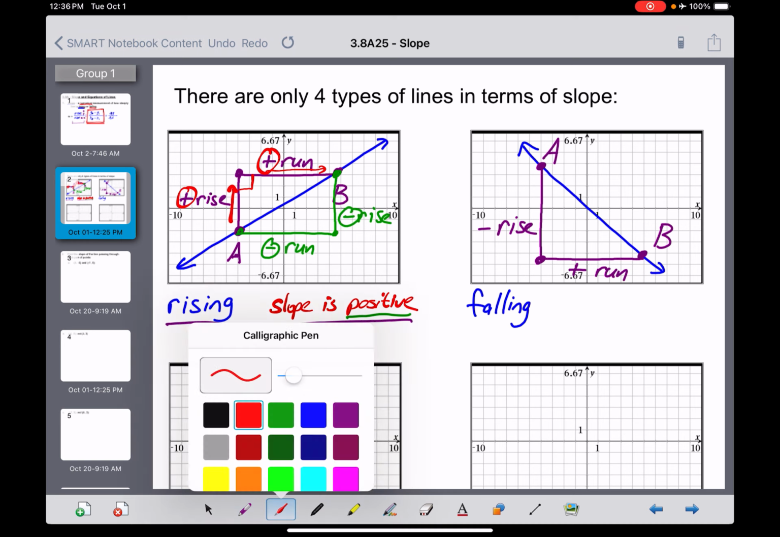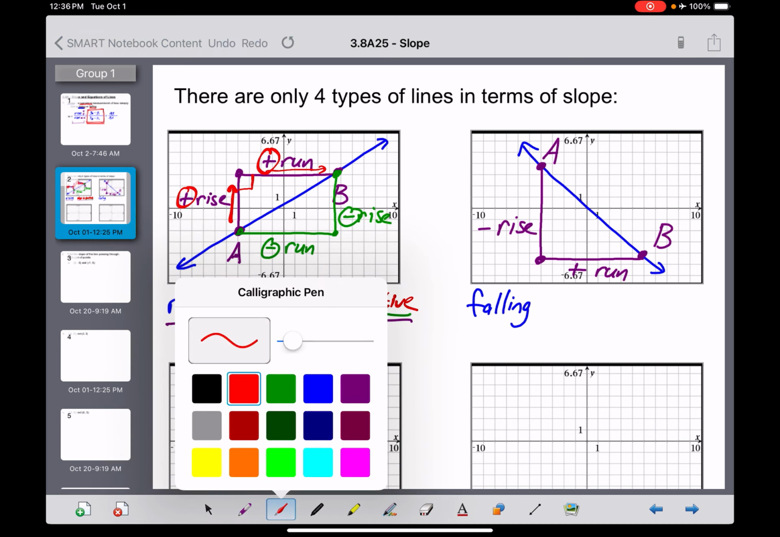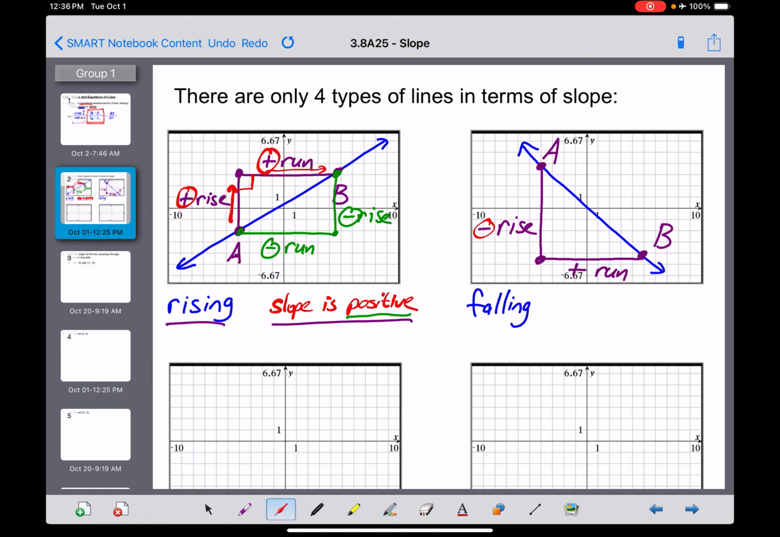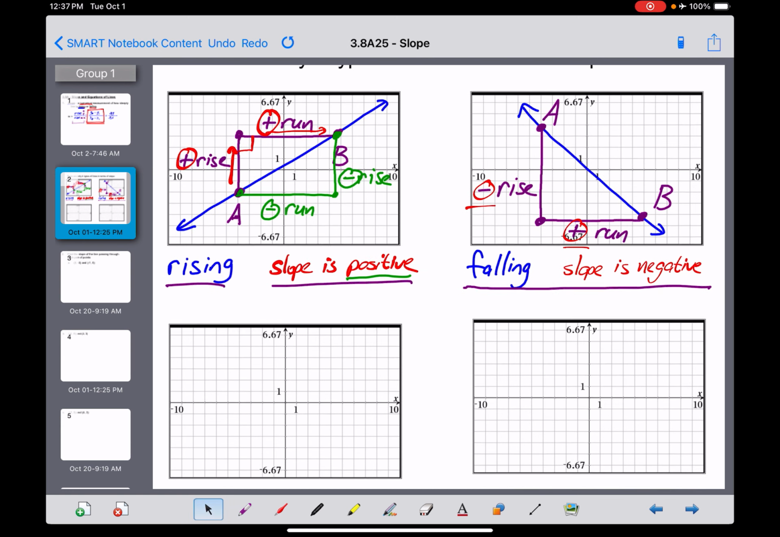So when we went to talk about the slope right here, we would say that we have got ourselves a negative rise divided by a positive run. So rise over run will be negative over positive, and in this case, we would say that the slope of this line here is therefore going to be negative, because we're dividing a negative rise by a positive run. So again, this is another 100% true statement. Every line that is falling from left to right is going to have a slope that is negative.